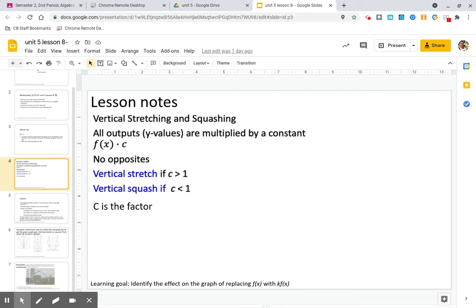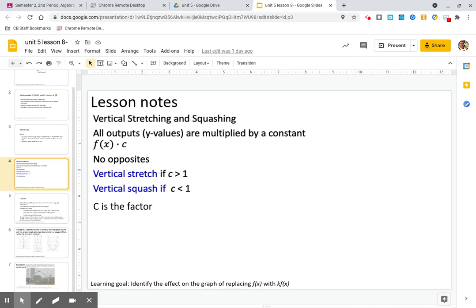But anyway, when we talk about vertical stretching and squashing, I literally mean taking a graph and stretching it vertically, or squashing it, squishing it, would be a better way of putting it, vertically. The way I like to think of it is, imagine stretching a graph like you would open up an accordion. A squash would be like closing the accordion vertically.